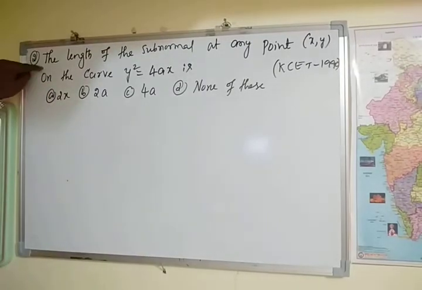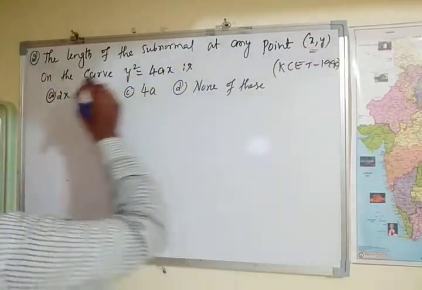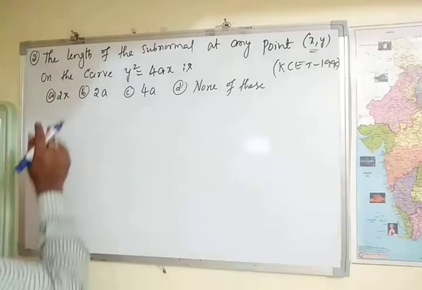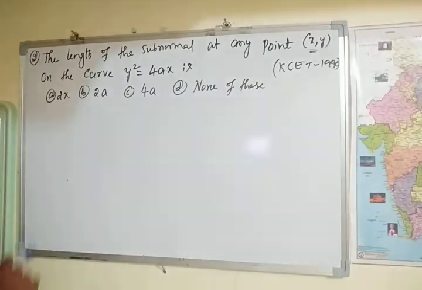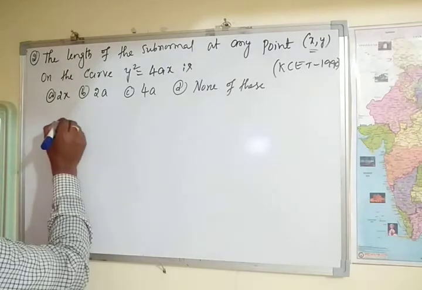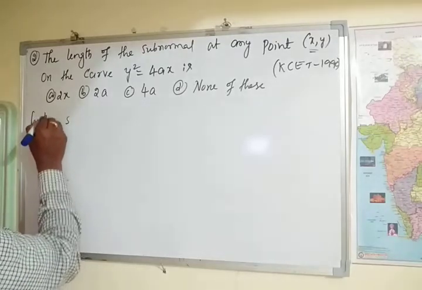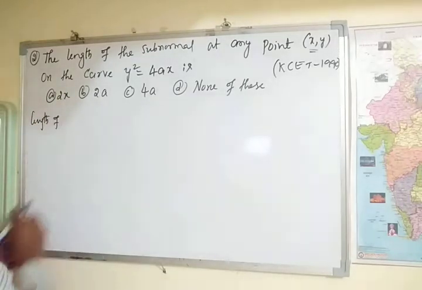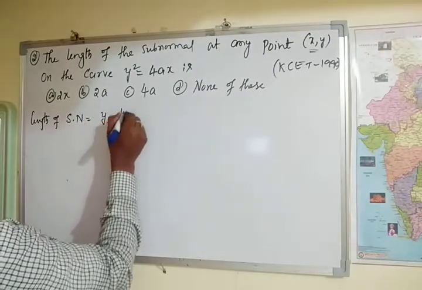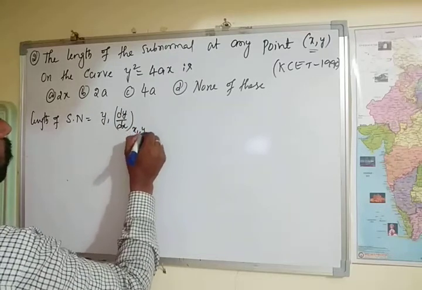So next example. The length of the subnormal at any point (x, y) on the curve y square is equal to 4ax is, and the options are: A is 2x, B is 2a, C is 4a, D none of these. The subnormal formula: length of the subnormal is y1 into dy by dx at the point (x1, y1).